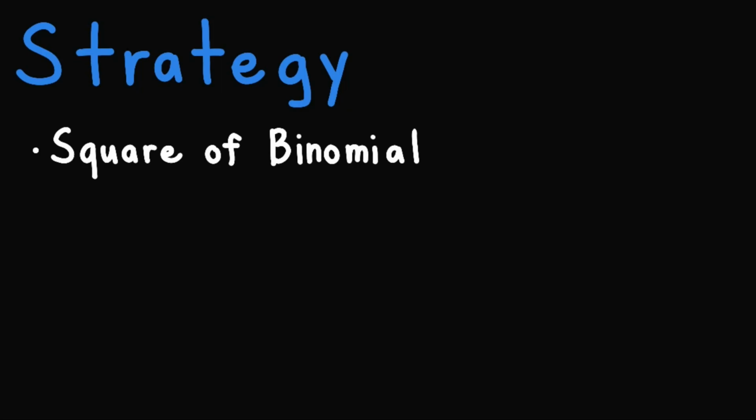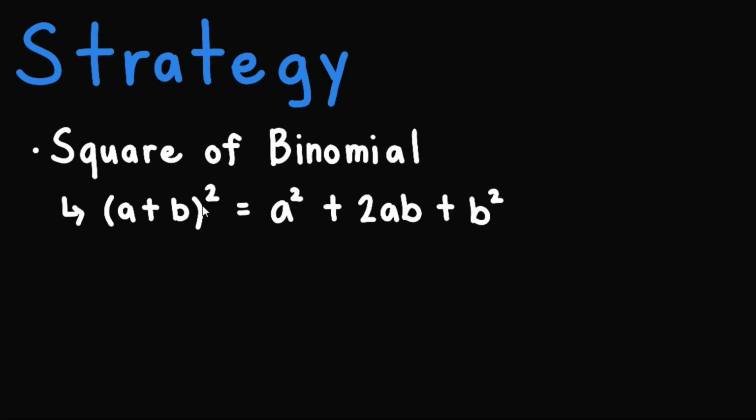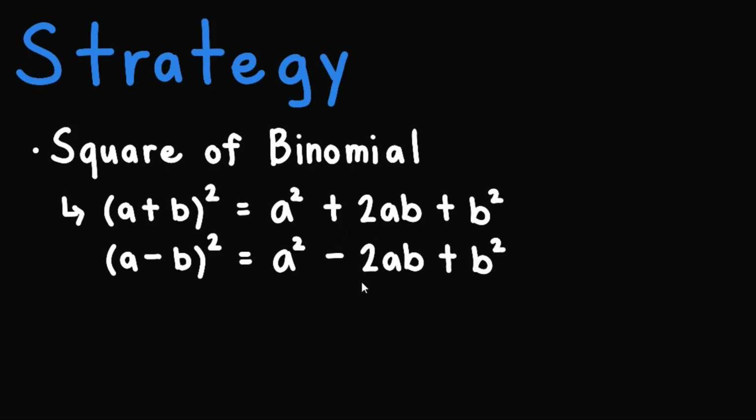So if we have a sum of a binomial and we square that one, the outcome is given by the square of the first term plus 2 times the product of the first and the last term plus the square of the last term. So this is the form of its square. Similarly, if we have a minus b and we square that one, the outcome would be similar to it. The only change is in the middle term. So we'll have here subtraction instead of addition.